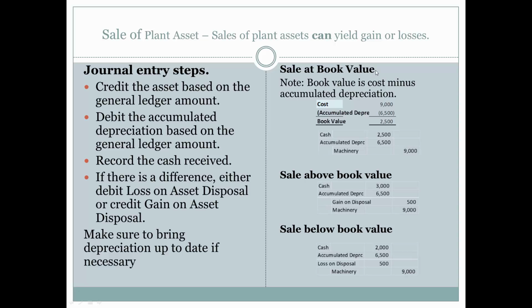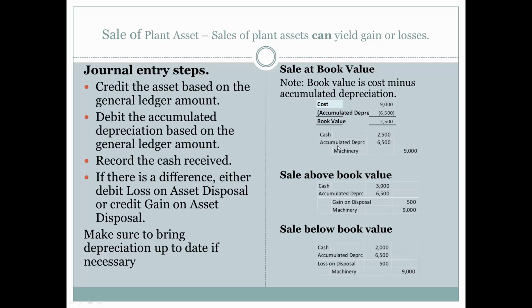So let's look at when we would sell an asset at book value. We're going to use the same information for each one of these examples. The book value is cost minus accumulated depreciation. So the cost of our asset is $9,000, the accumulated depreciation is $6,500, and its book value is $2,500.